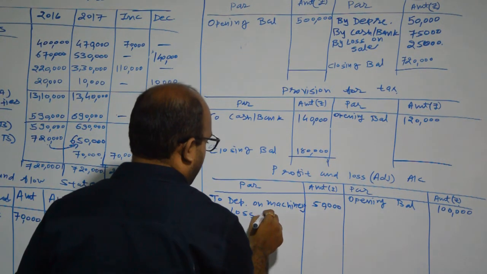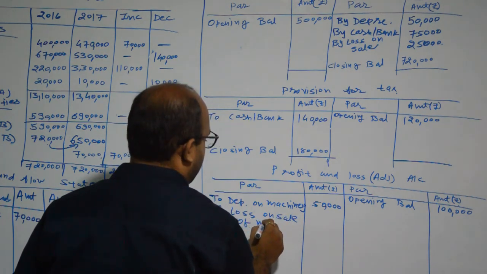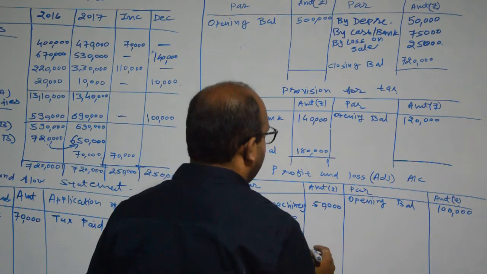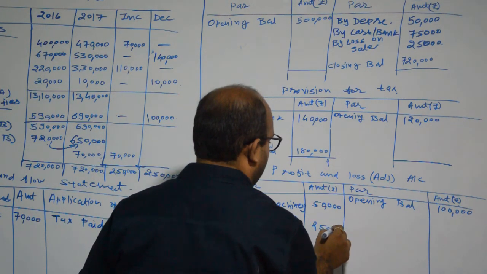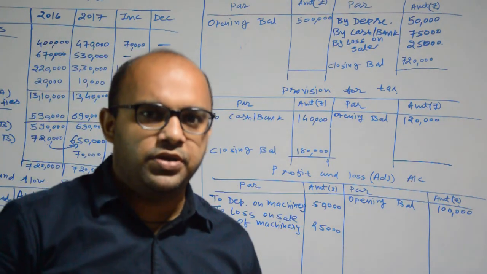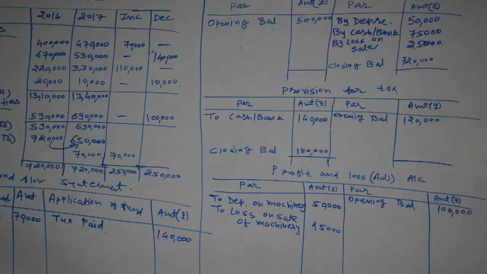Loss on sale of machinery, rupees 25,000. When we are selling our machinery, we will receive some money, and when we are receiving some money, then it will be shown under the head sources of funds. Then sale of machinery.